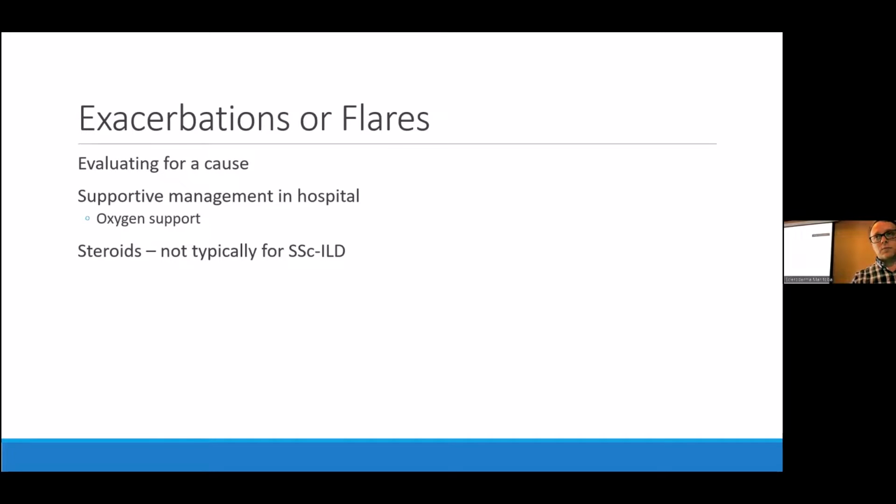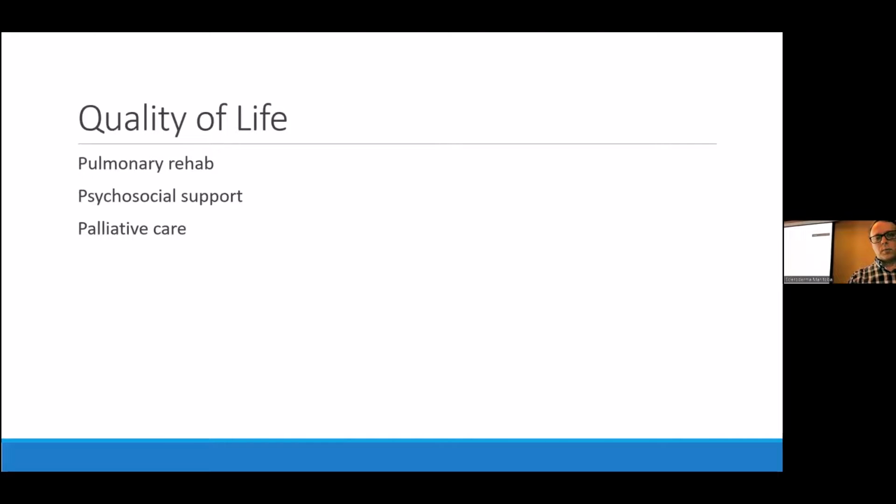And oftentimes this results in quite a bit of need for oxygen, so usually a hospitalization. And the mainstay in non-scleroderma-associated ILD to treat flares or exacerbations is steroids. And as you may know, steroids are something we're concerned about using in scleroderma because of the potential for scleroderma renal crisis. So we don't have that tool at our disposal for this. So again, rare circumstance, but one that can be associated with lots of post-admission morbidity.